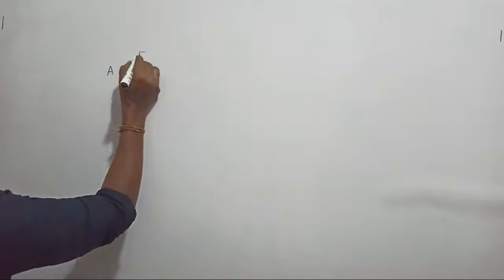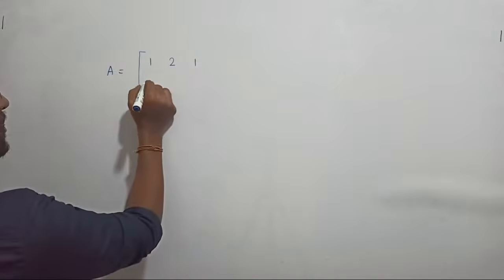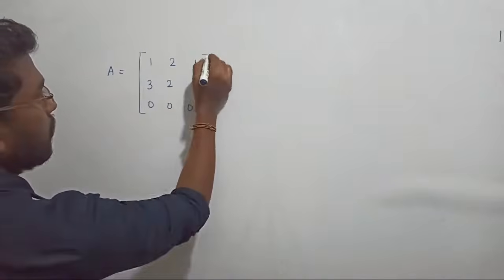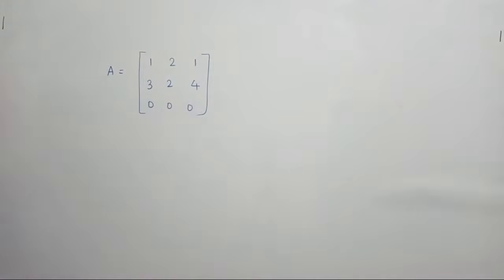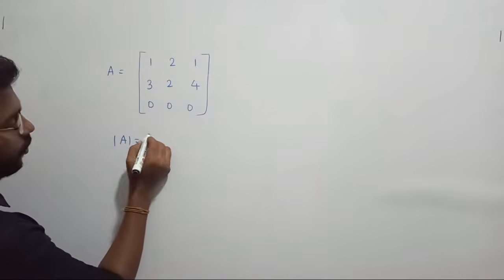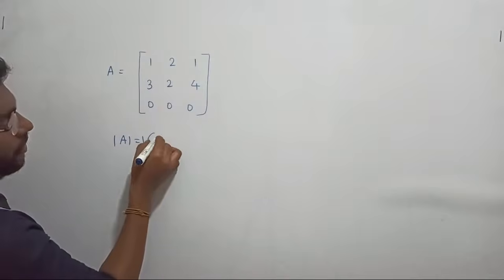Suppose I have the determinant, for example, 1, 2, 1, then 3, 2, 4, and 0, 0, 0. Can anyone find the determinant for this matrix? Let's see what happened. The determinant of this matrix will be equal to, first, 1 into 2 into 0 minus 0 into 4, which will become 0.